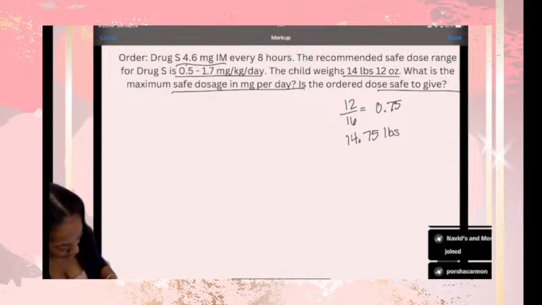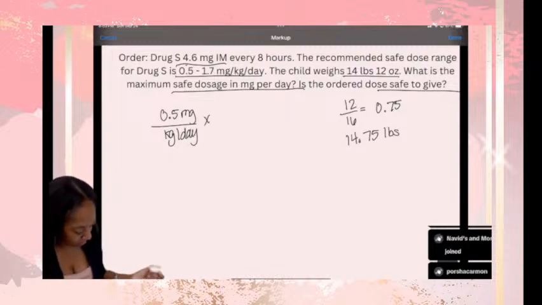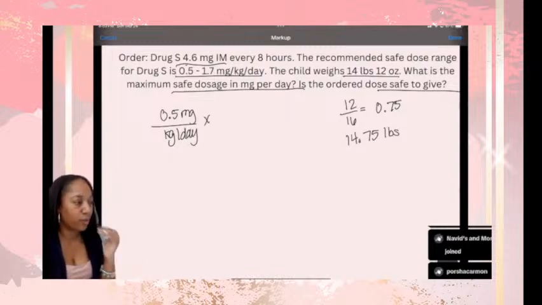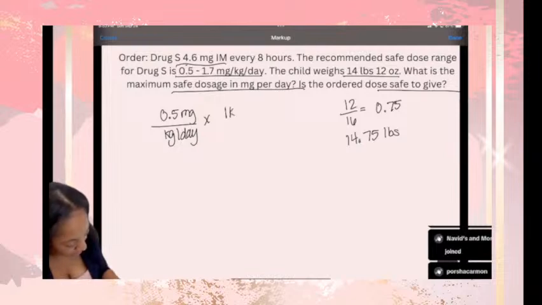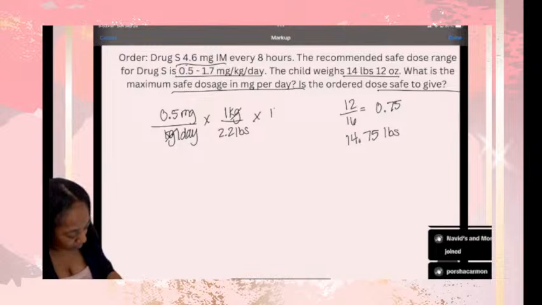So our 0.5 is here, milligram per kg per day, all right? We've got kgs, but we are given the weight in pounds, so we'll need a conversion. 1 kg is 2.2 pounds. Kilograms are crossing out. Now you can put your pounds that you found. Okay, and now you're left with milligrams per day, all right?